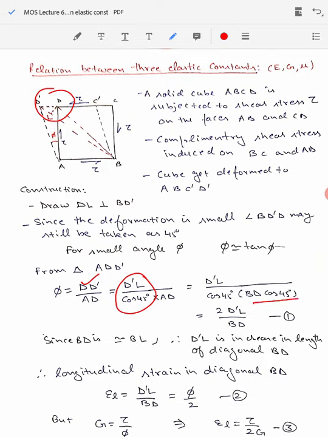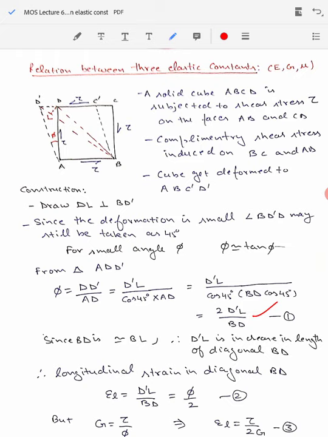Similarly, we can define AD as BD times cos 45. So here we are considering the triangle ABD. In the triangle ABD, the angle ADB is 45 degrees. So that's why AD can be written as BD cos 45. Using these two, substituting the value of cos 45 as 1 by root 2, I can calculate phi equal to 2 times D'L divided by BD. Equation 1.